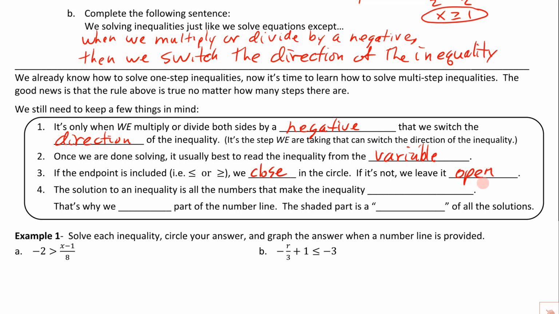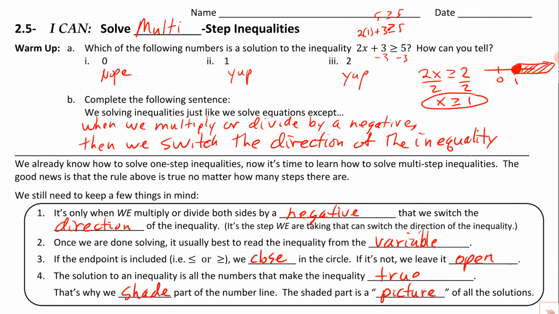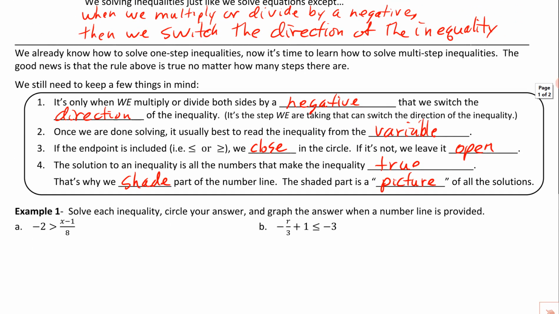And then the last point that we want to make here, and remember, is the solution to an inequality is all the numbers that make the inequality true. And that's why we shade part of the number line. The shaded part is a picture of all of the numbers that are solutions. And that's what we were talking about up here. It's very easy in this warm-up question right here to look at these and say, well, is it in the shaded area or is it not? If it is, it's an answer, it's a solution. And if it's not, then it's not.